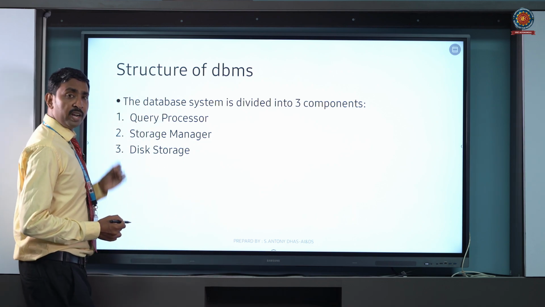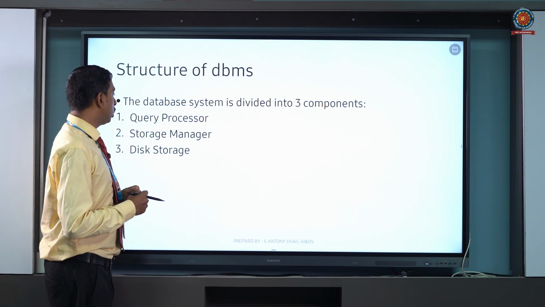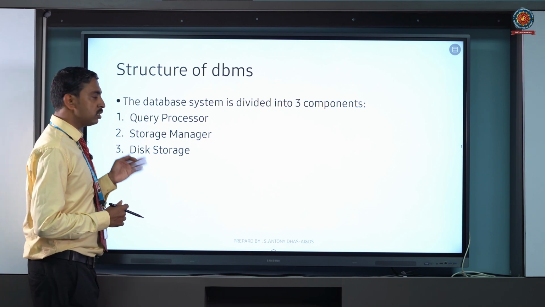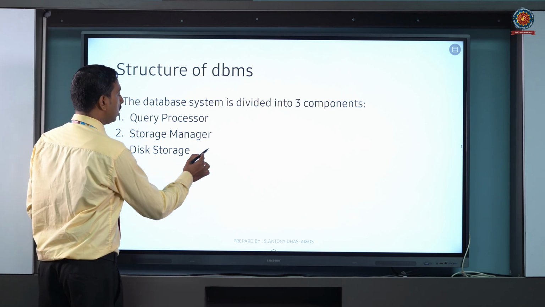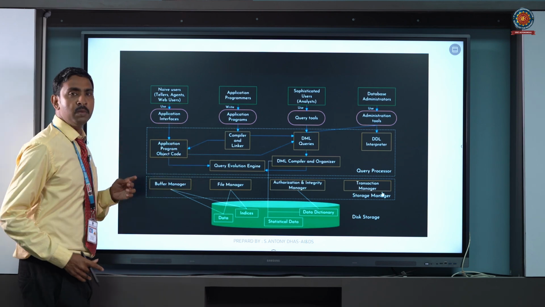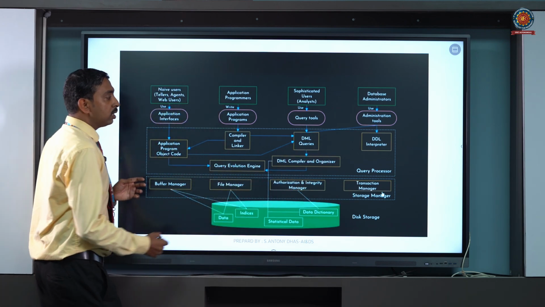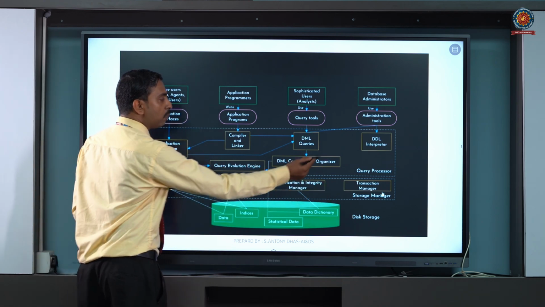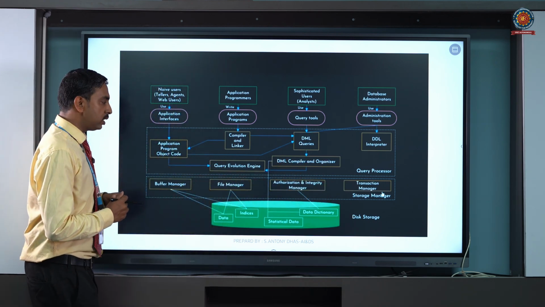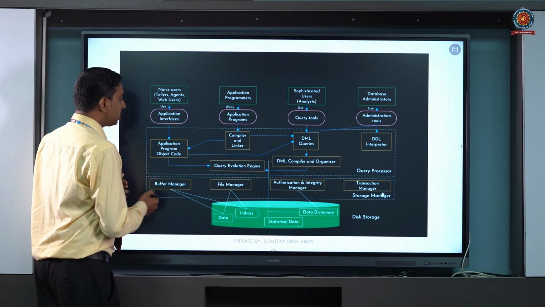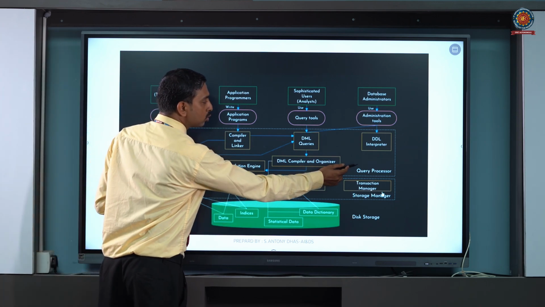Now the structure of a database management system. We have three structures: one is the query processor, next is the storage manager, and then the disk storage. So this is the diagram. You can see these are the three levels here. These are all the three components, and each component has a specific task.